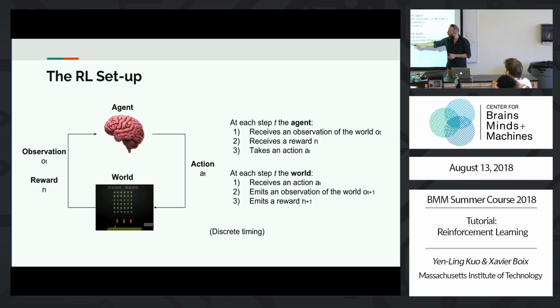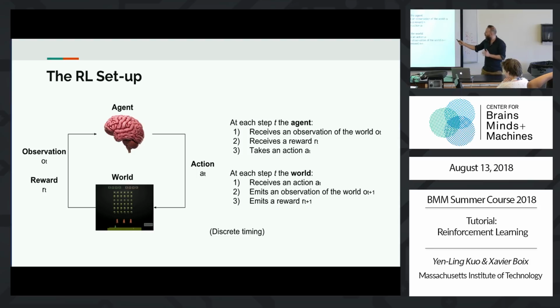From the world, the agent will make observations. If it's a robot and has eyes or a camera, it will be able to observe what's going on around it, and there will be rewards coming to the agent. So the agent will have some sense of what is good for it, and as you can expect, the agent will try to maximize those rewards. Also, an important detail: we are going to consider discrete timing, so all of this will happen in discrete time steps.